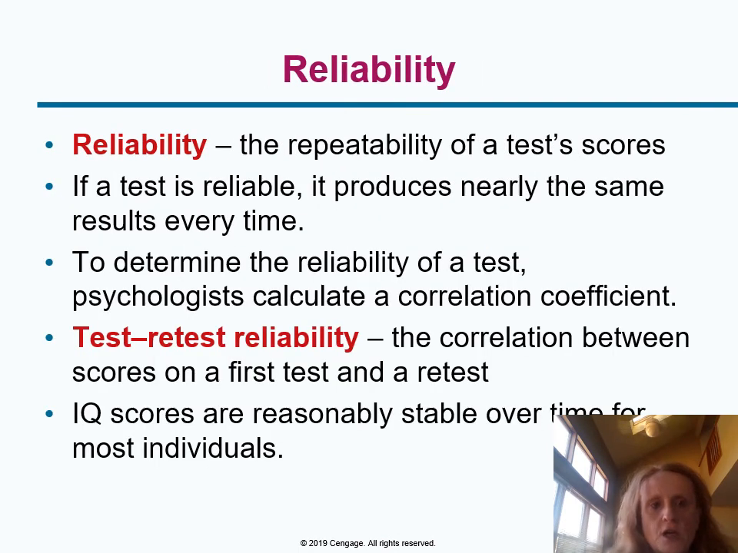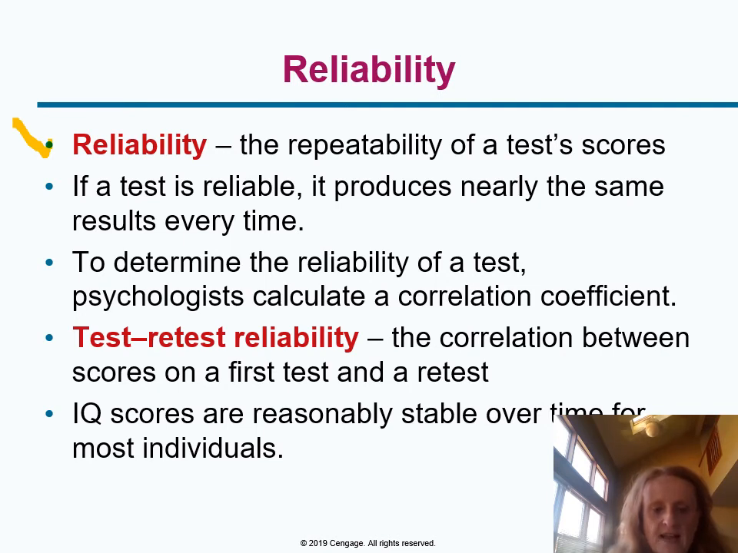And now we're going to talk about reliability and validity as they relate to test scores. So when psychologists want to evaluate the accuracy or fairness of a test, they examine specific kinds of evidence related to its reliability and its validity. So reliability is the repeatability of a test's scores.